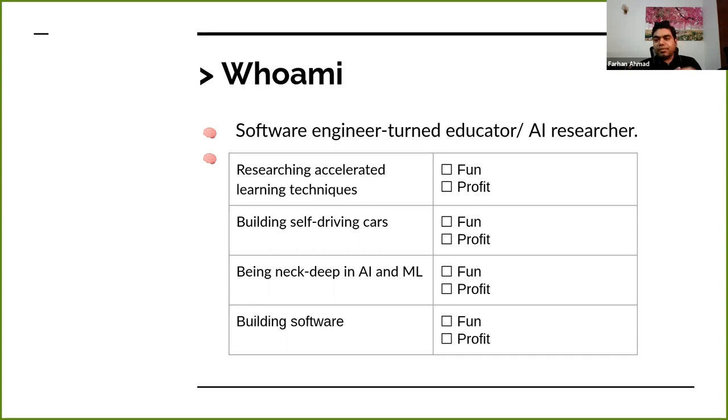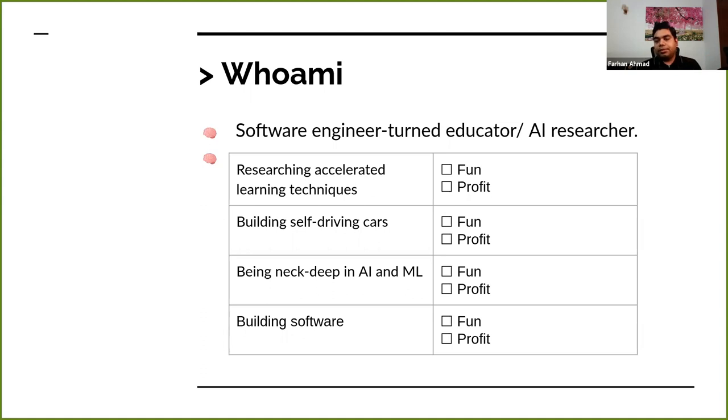So just as a fun quiz, these are the things that you see on the screen. One of the things that I do is researching how learning can be accelerated, how you can learn fast any technology, any subject matter, much faster than you would do in college or on your own. Another thing I do is building self-driving cars, which is the reason I switched from a software career to this alternative career. And then being up to date with the most recent advances in the field of AI and machine learning, and building software. So these are four things.